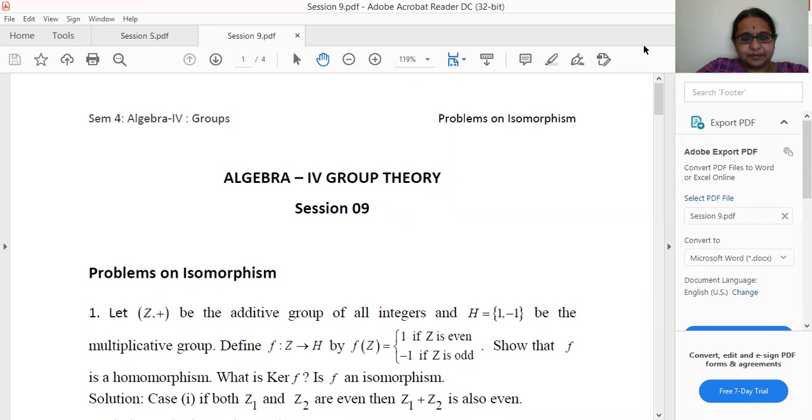Now, a mapping F from group G to G dash, where group G consists of a non-empty set G with binary operation plus, and group G dash has binary operation dot, and the mapping F is defined as F of G1 plus G2 is equal to F of G1 dot F of G2, where G1, G2 are elements of the group G. If the condition is satisfied, then the mapping is said to be a homomorphism.